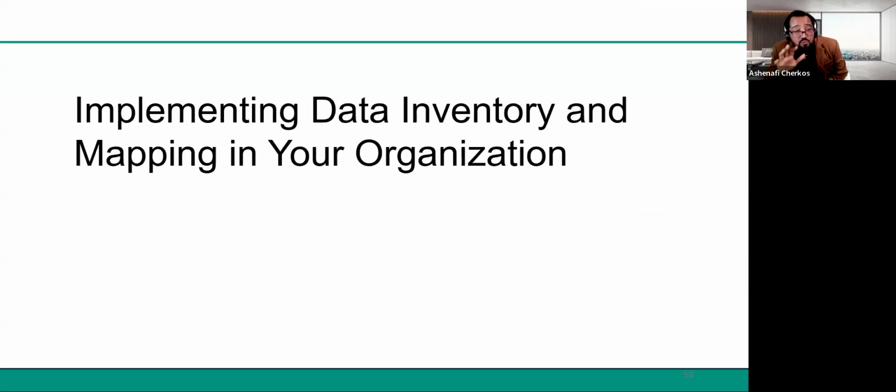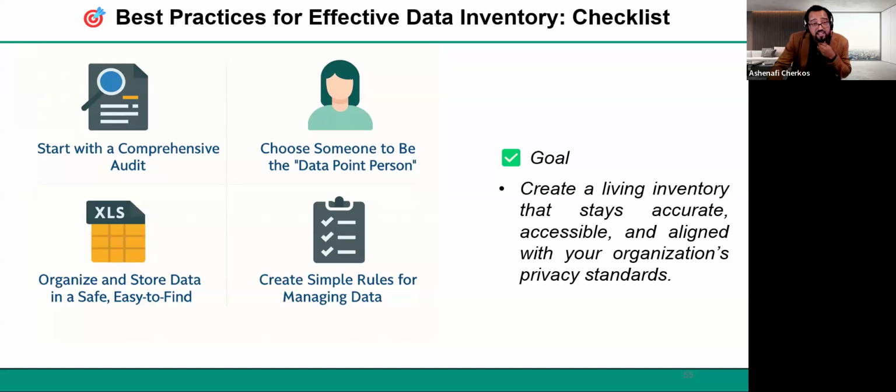So there are proposed checklists to implement data inventory and mapping in your organization. These are the best practices for an effective data inventory checklist, and there are 4 activities. The process begins with a comprehensive audit to take stock of all the data your organization collects, whether digital or physical. Because we are living in a digital world, some organizations may still collect data on paper or questionnaires. We need to remember that those are also part of our data. That means looking at spreadsheets, databases, paper forms, or even notes from staff.